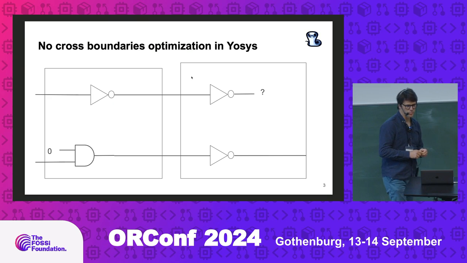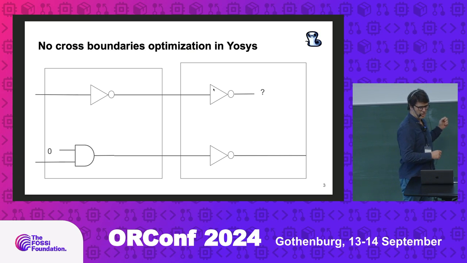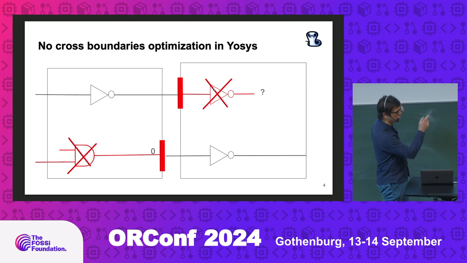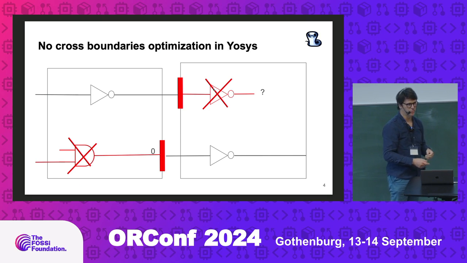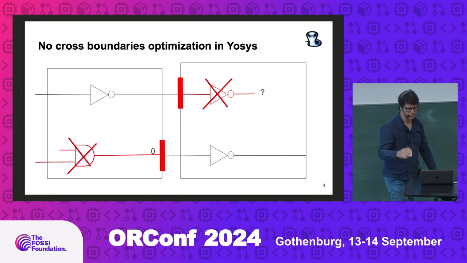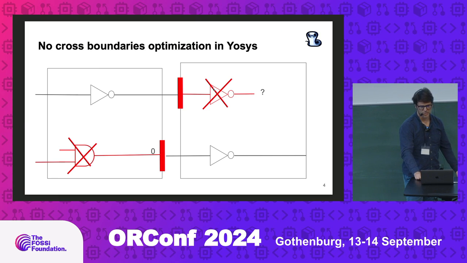So here are two examples. On the upper right here, you have dead logic: a gate that is going to nowhere. And on the left bottom, you have a constant in front of the hand. What will happen in Yosys is that, of course, the two gates will be removed, but optimization will stop at the boundaries. It will not cross to the other modules. So this inverter and this inverter, a very simple example, will still be there.